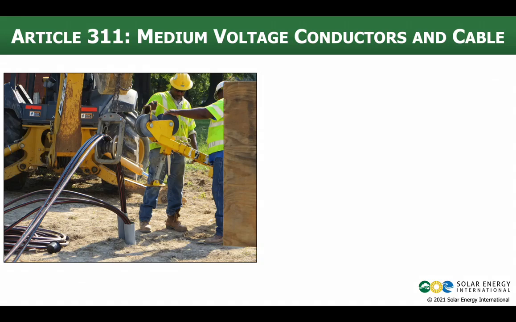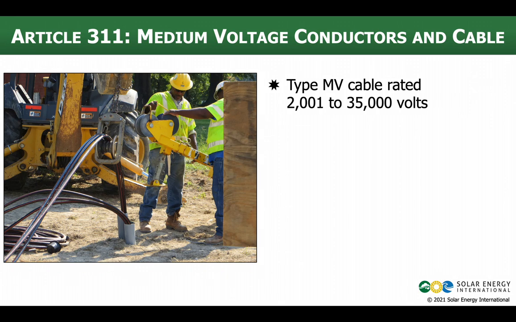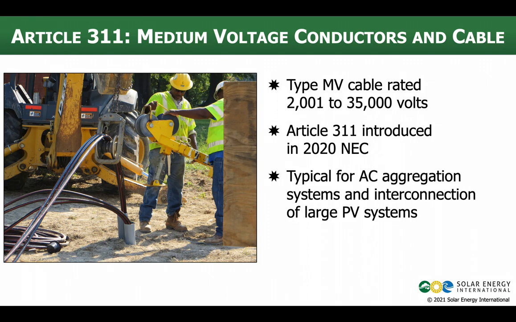Finally, medium voltage conductors and cable. Medium voltage is defined in the NEC as 2001 up to 35,000 volts. These aren't always the same definitions of medium voltage when utilities talk about them, but these are the conductor ratings you would see. Article 311 covers medium voltage conductors and cable, first introduced in the National Electrical Code in the 2020 cycle. And these are used on bigger systems all the time, either for interconnection to the grid through a substation or other medium voltage equipment, or in some cases on large systems, we also use them as AC aggregation or collection systems, where we have multiple large inverters spread out across a site.